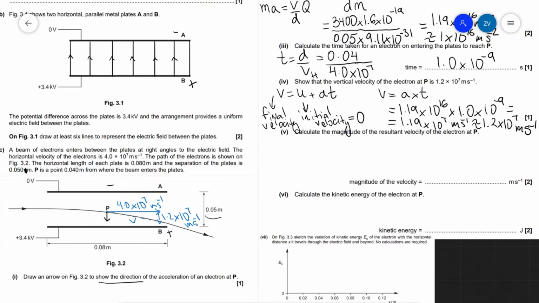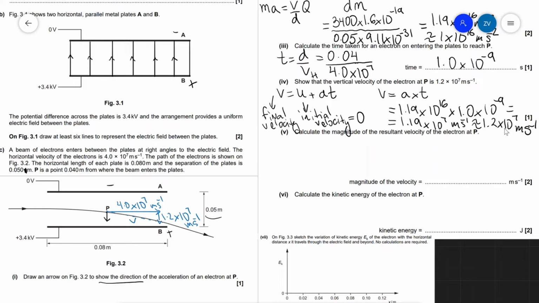So for part 5, we want to calculate the magnitude of the resultant velocity of the electron at point P. So you can see that I've drawn over here a couple of vectors. At point P, the electron is going to have two velocities. It's going to have a horizontal velocity, which is 4 times 10 to the 7, and a vertical velocity, which we've just calculated at 1.2 times 10 to the power of 7 meters per second. So all we need to do really is just add up those two vectors. The way we do that is with the tip to tail rule, then using Pythagoras' theorem for the magnitude.